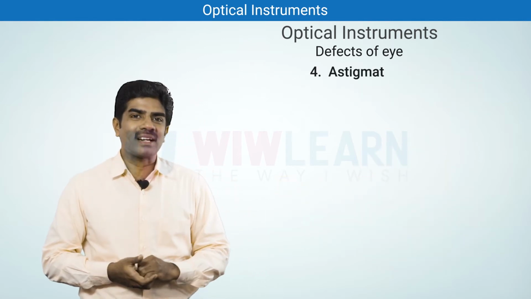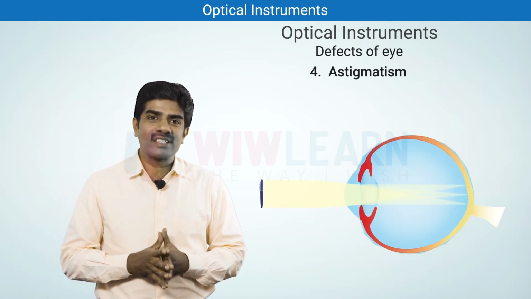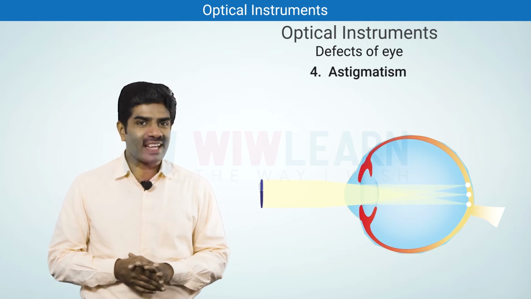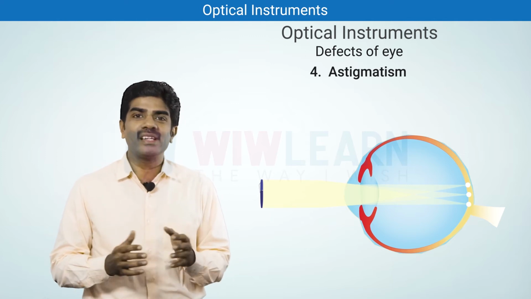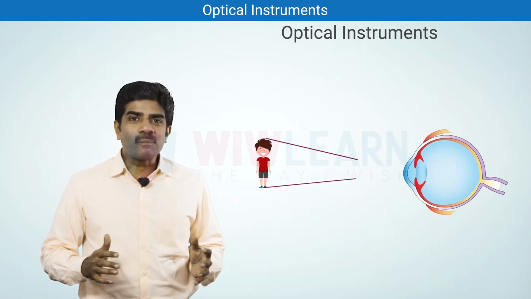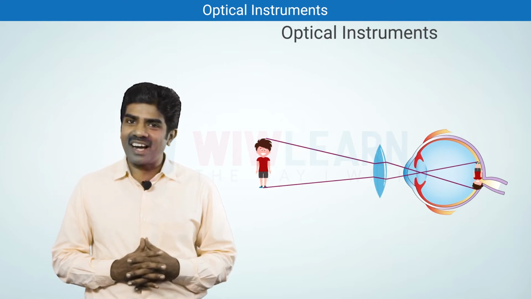4. Astigmatism. The inability of the eye to focus the horizontal and vertical lines simultaneously is known as astigmatism, and this can be rectified by using a cylindrical lens. An optical instrument increases the angle made by the object in the eye.